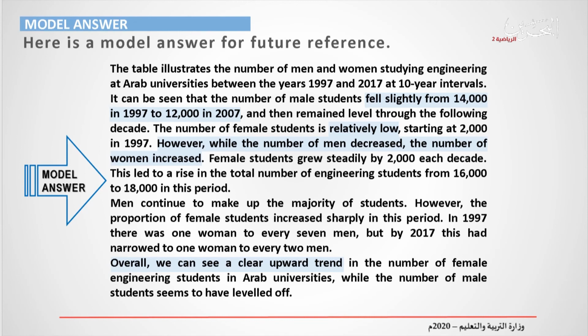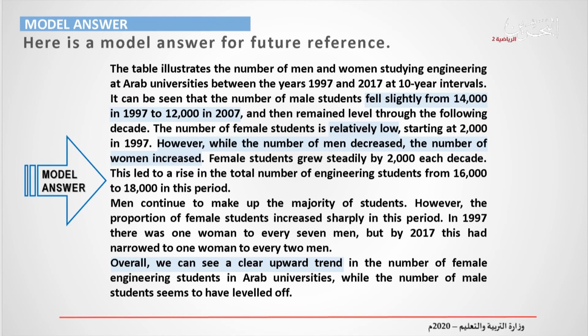Female students grew steadily by 2,000 each decade. This led to a rise in the total number of engineering students from 16,000 to 18,000 in this period. Men continue to make up the majority of students. However, the proportion of female students increased sharply in this period.